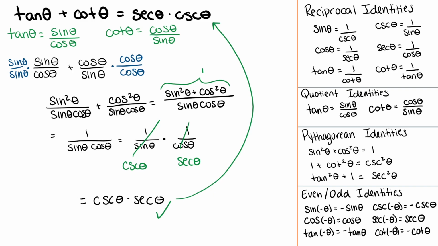So we're going to work with one side of our expression, simplify that, and use our identities to get this to look like the other side of our expression.